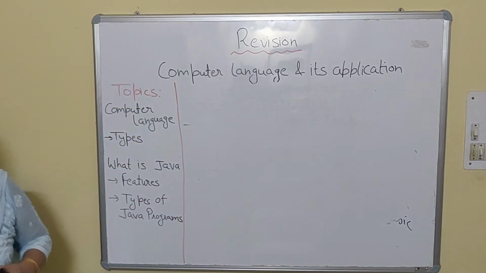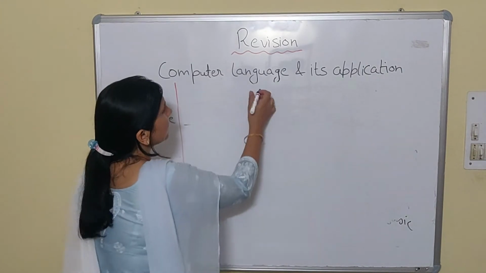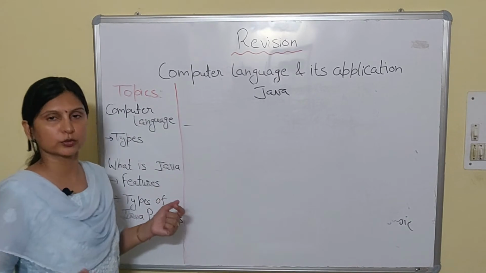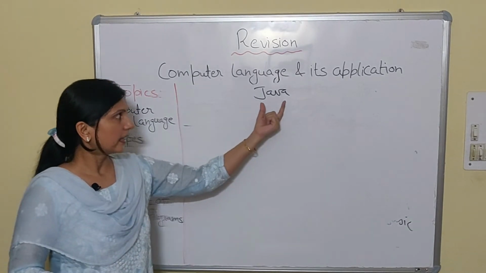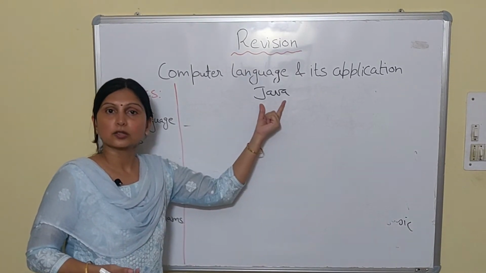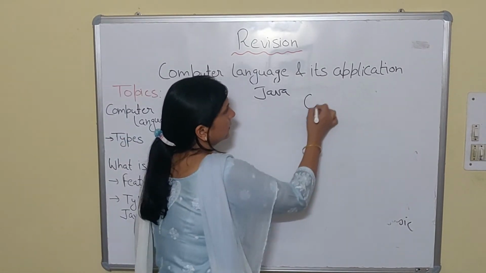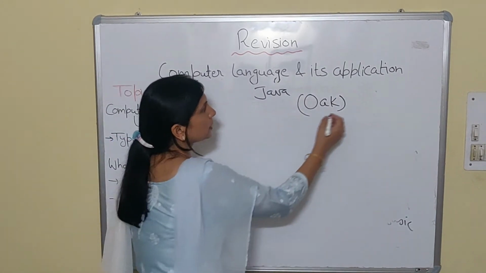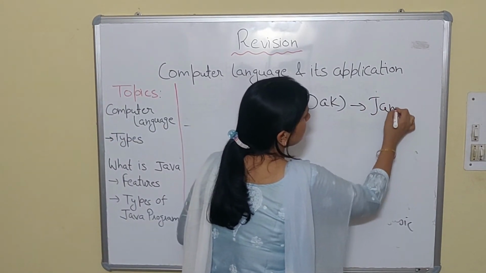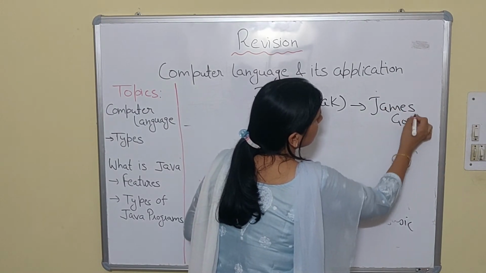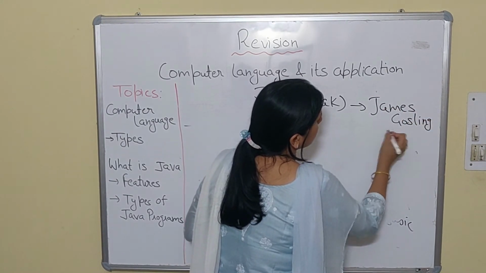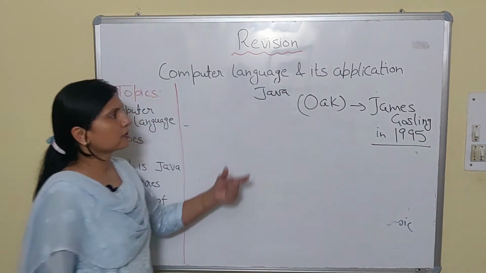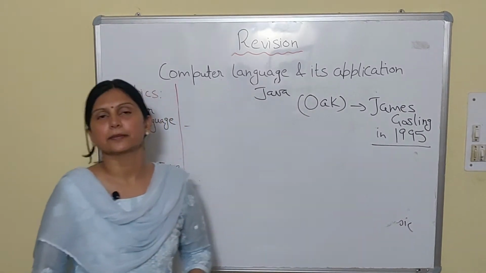Now, what is Java? Java is a high-level programming language. It is also an object-oriented programming language. And earlier, its name was OAK. O-A-K. It was known as OAK. Fine. And it was developed by James Gosling, I think in 1995. It was developed by James Gosling in 1995.